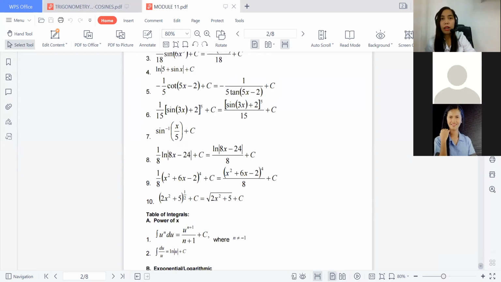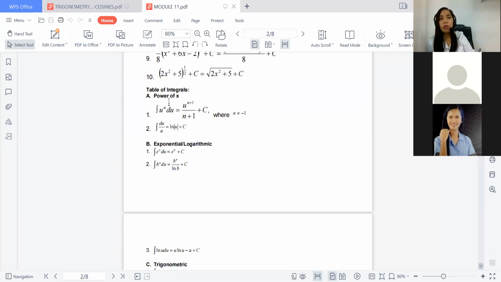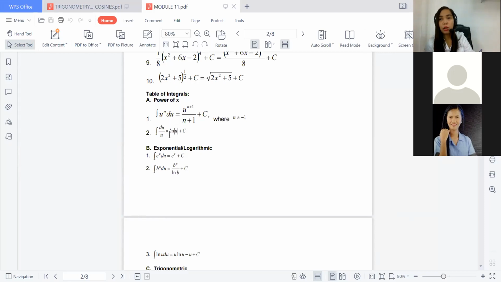So these are some integration formulas, but now in terms of u, since we're using the substitution rule. For letter A, the power of x, this is like the power rule for integration. Number one, the integral of u to the n du is equal to u raised to n plus 1 over n plus 1 plus c, where n should not be equal to negative 1. And the second one, the integral of du over u is ln u plus c, because the derivative of natural logarithm is du over u. So therefore, when we get the integral of du over u, it's ln u plus c.